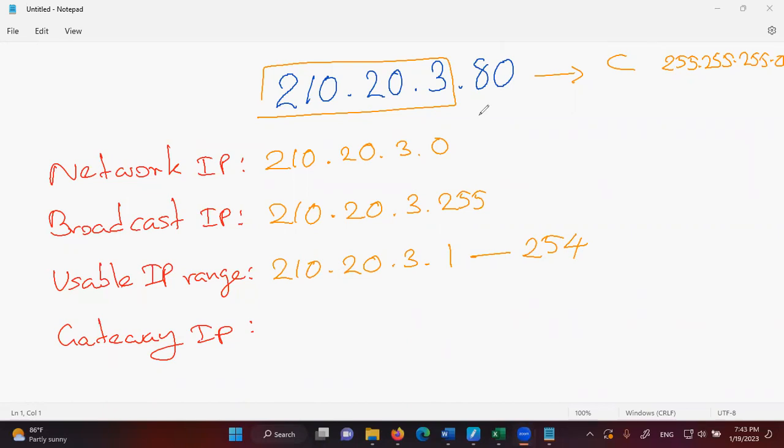Right, and then gateway IP is the first usable IP. So gateway IP is 210.20.3.1 is the gateway IP.